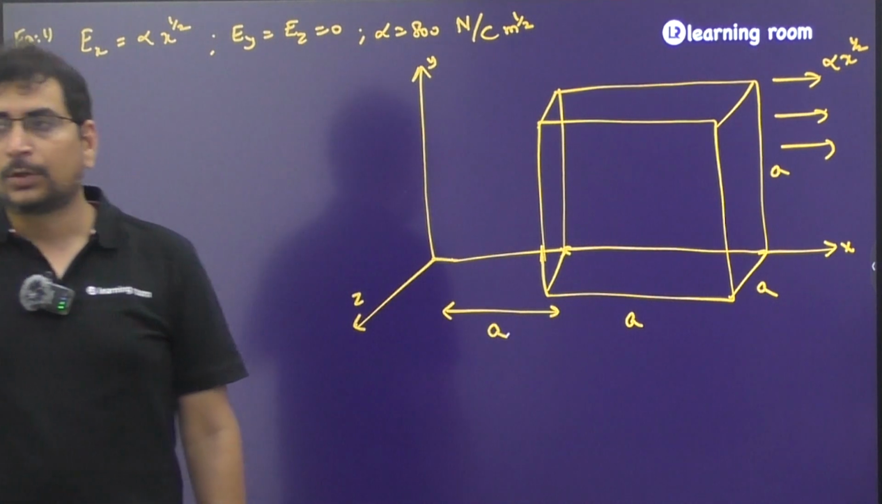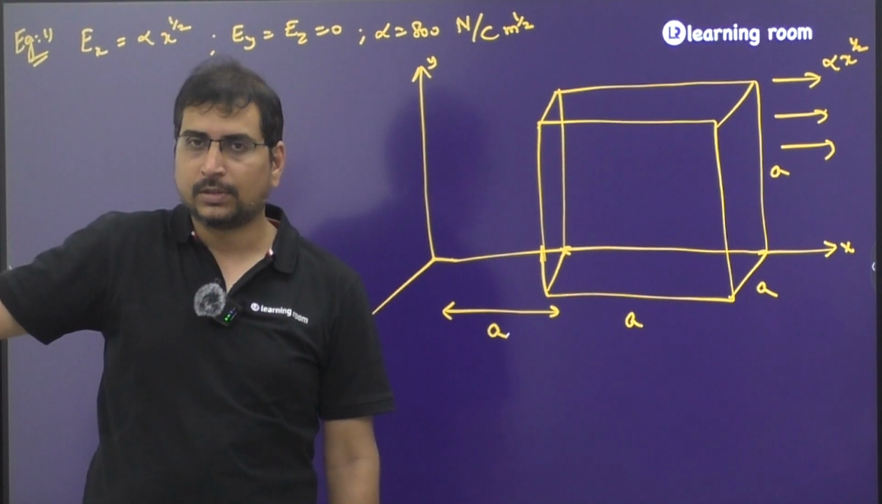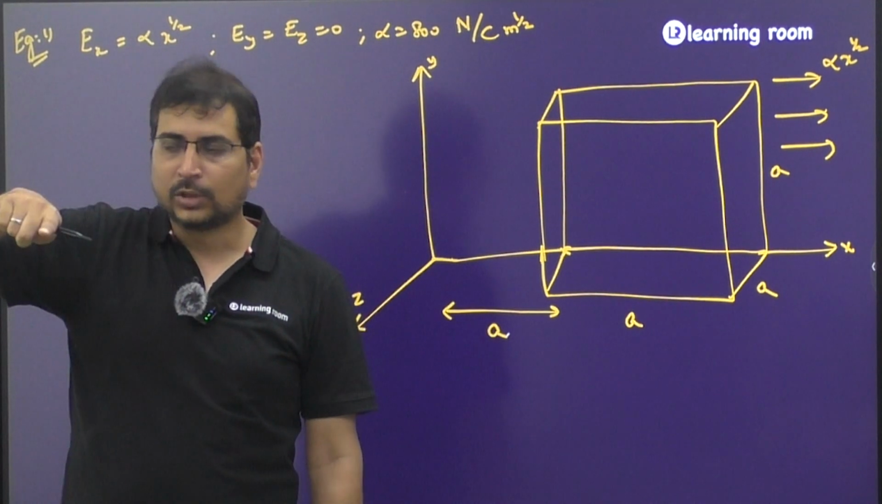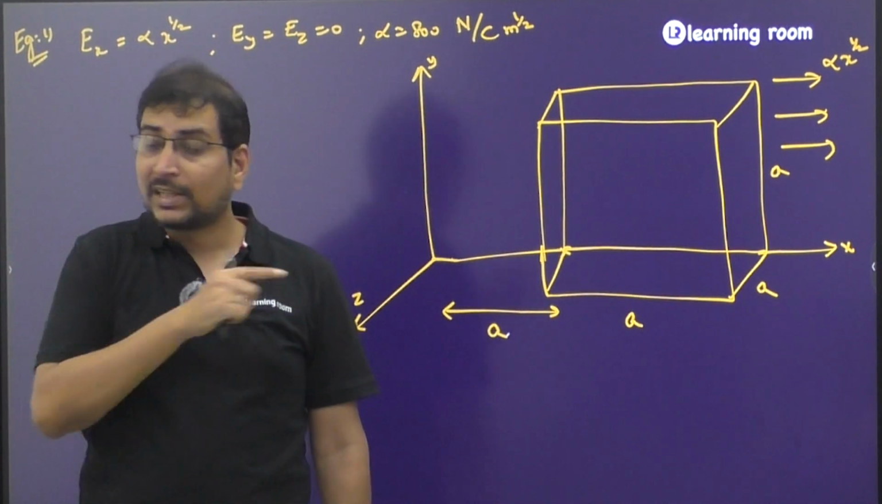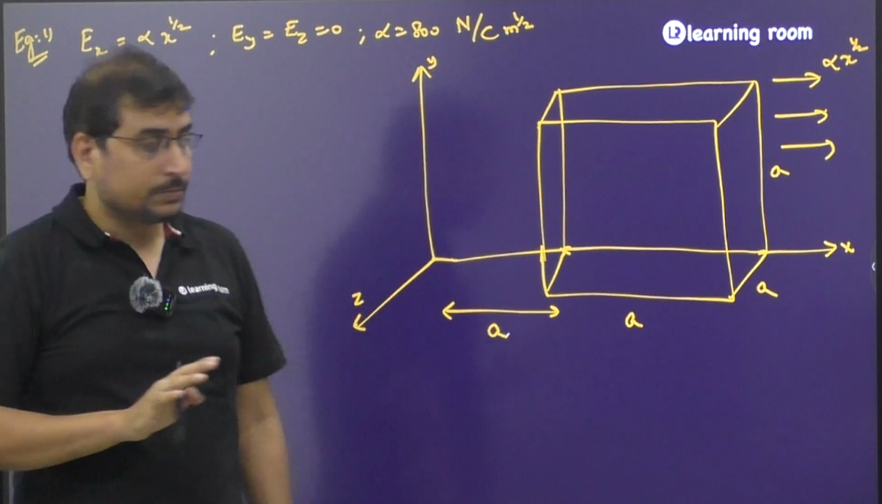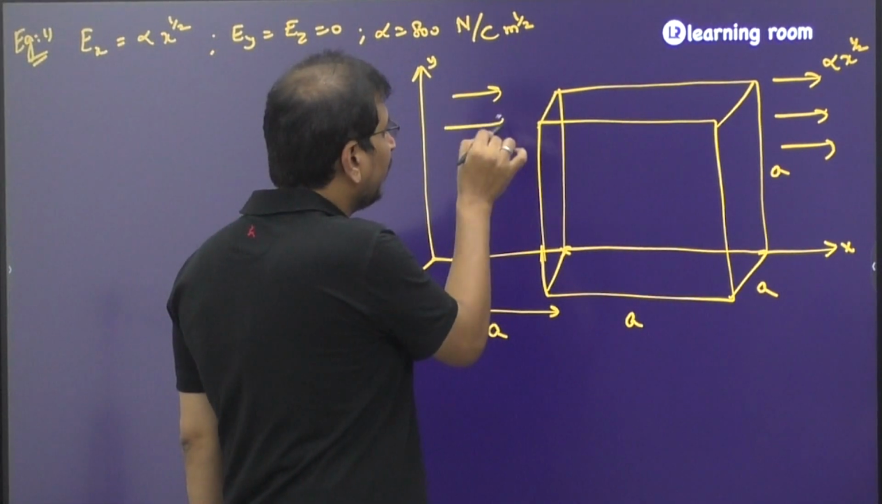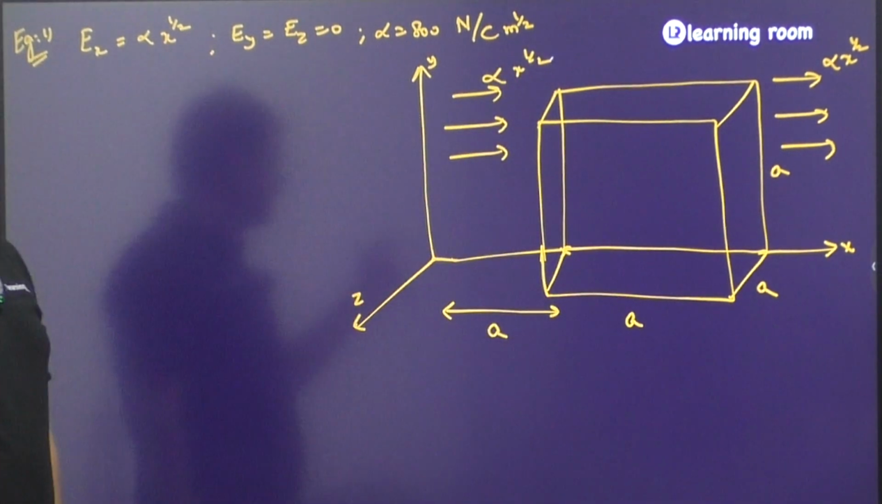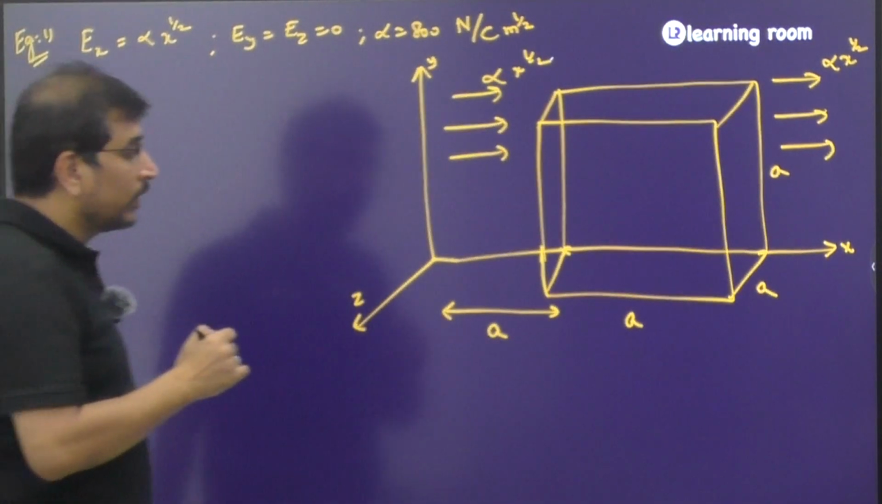In the previous case, on the right of the origin, that is on the positive x direction, the electric field was to the right, and on the left of it, it was to the left. Whereas here, it is only one direction. So here also the electric field is going to be in this direction only, alpha into x power half, where this x is a variable. This is where we need to understand one point.